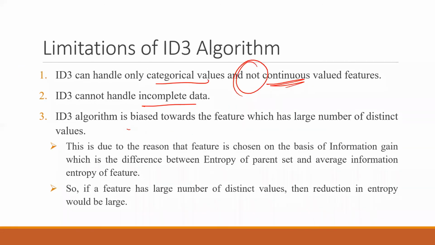The ID3 algorithm is biased towards features which have a large number of distinct values. This is because the feature is chosen on the basis of information gain. We know that when we are calculating information gain or entropy, when there is high bias, or a high count of the same type of class, then the entropy is affected, and information gain will also be affected in that way. So that's why it is biased towards features with many distinct values. If a feature has a large number of distinct values, then the reduction in entropy would be large. These are the limitations.